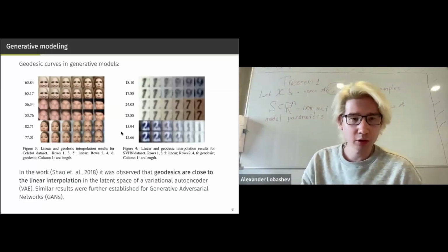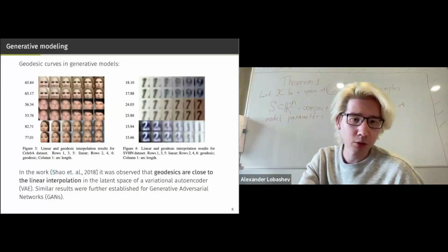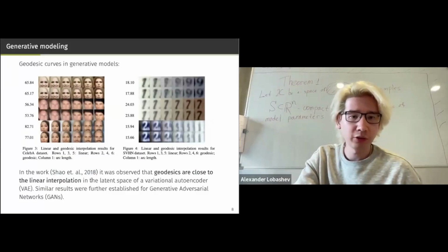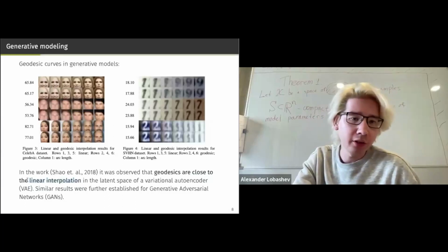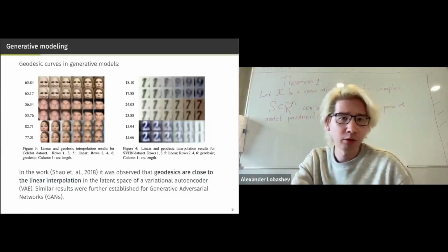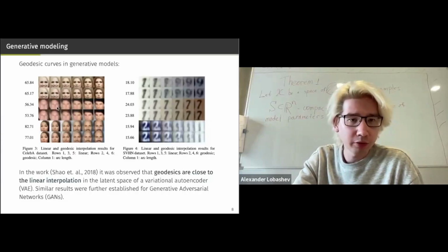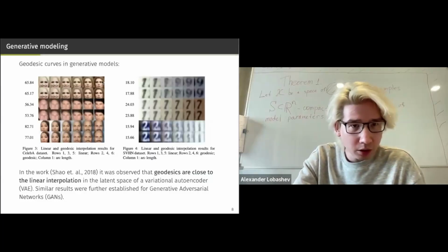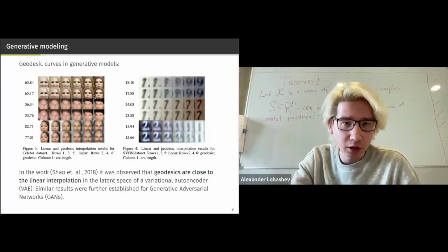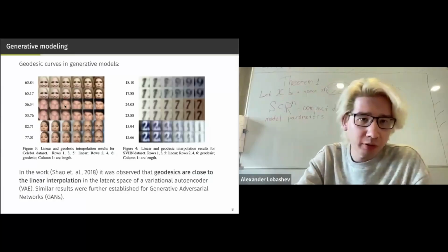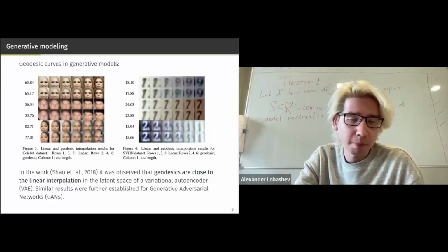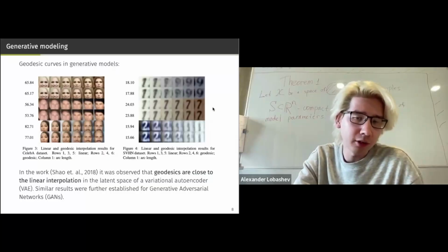And actually, what was found, for example in the work of Shao in 2018, is that geodesics found in this way are extremely close to just linear interpolation in the latent space. So, for example, here are examples: I think the top is linear interpolation, and the second is the geodesic, which was obtained by solving the minimization problem. And we see that the movement of faces and the whole interpolation is quite similar. And the same is true for other datasets.